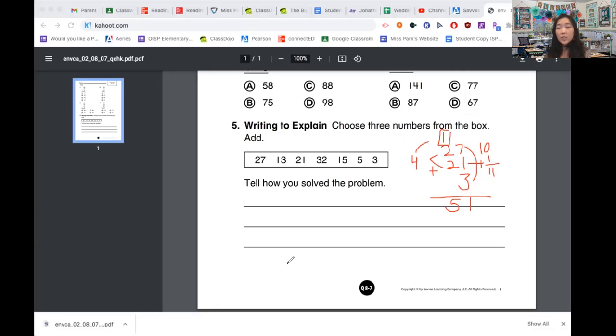So we technically showed it, but if you wanted to write about it, we could too. So you could say, well, we first chose our numbers 27, 21, and 3. We did step 1, which was add the ones, and we got 11. Step 2, we regrouped because 11 is more than 10. And then step 3 was we added the 10s, and that's how we got our answer 51.